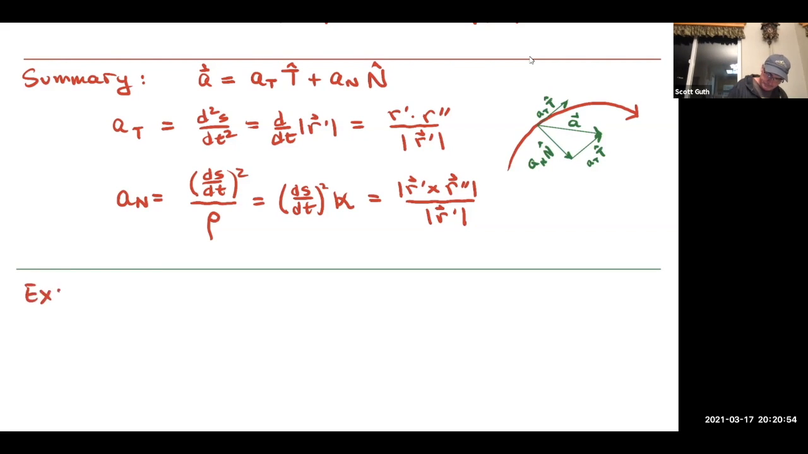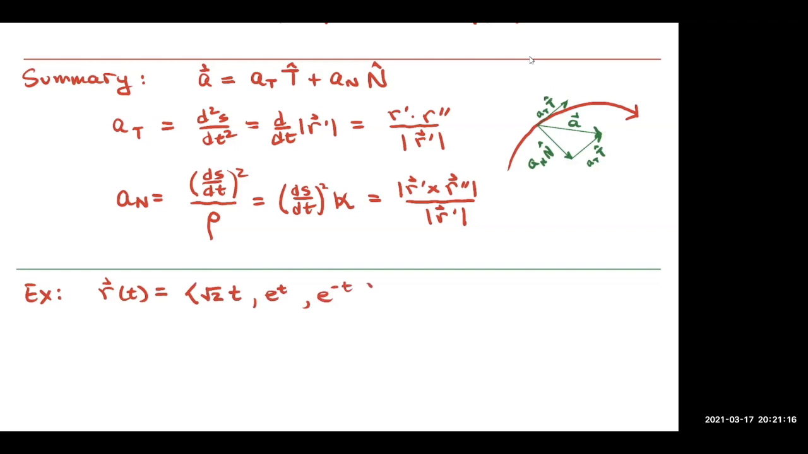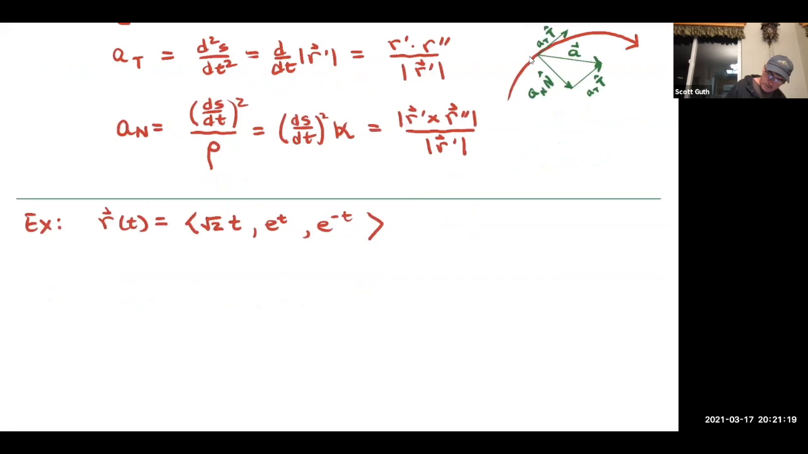Example. R of t is root 2 t, with the t outside of the root, and then an e to the t and an e to the negative t. That's kind of cute. R prime of t is just going to be root 2, and then I'll have an e to the t and an e to the negative t, like that.